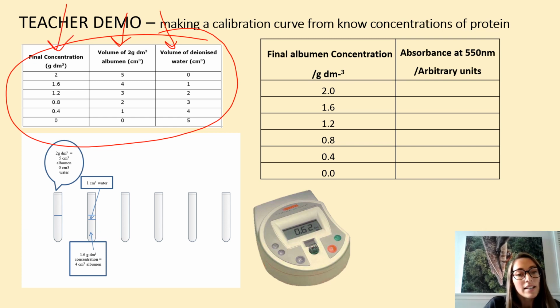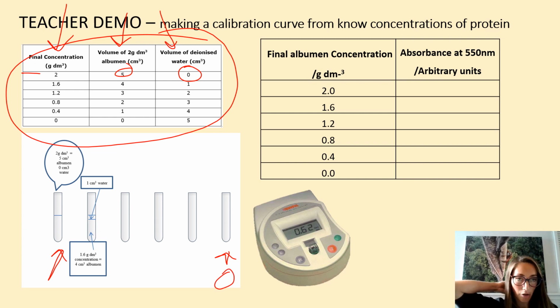Okay, so you might have identified that in order to get a 2 grams per decimeter cubed dilution, we mix 5 centimeters cubed of albumin with no water. So that would give us our strongest concentration of protein solution, and we'd mix the different volumes until we got one at the very other end that had no protein in, so 0 grams per decimeter cubed of protein.